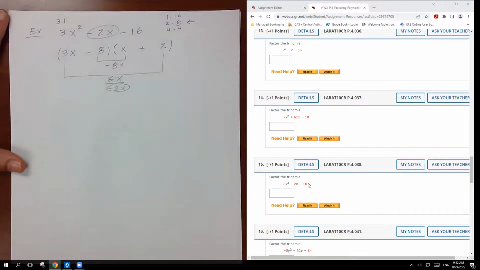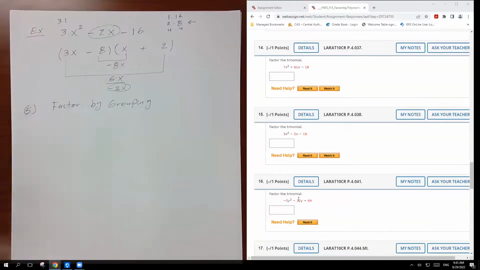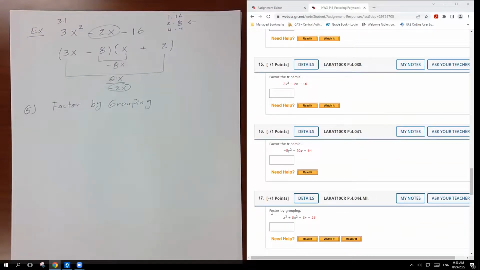Let's do factoring by grouping. They're going to tell you, you see how many questions you have? They're going to tell you to factor by grouping. But how are you going to know to use this method? Here's an example from the workbook.